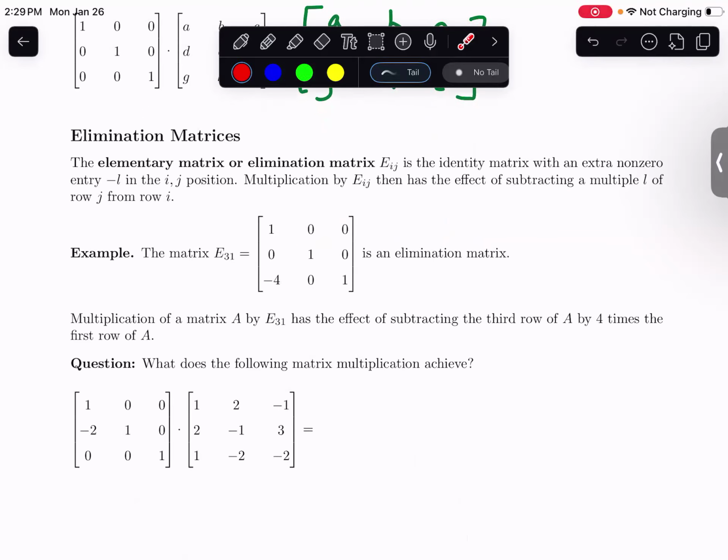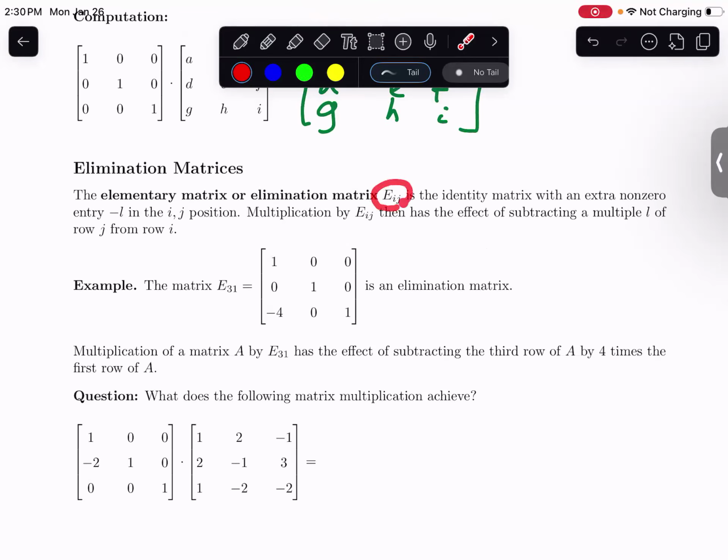And so now we're getting back on the thread. I was talking about elimination and how you can perform elimination via matrices rather than row reduction. So now we're going to introduce the idea of an elimination matrix. An elimination matrix is a particular sort of matrix, which is effectively just taking an identity matrix and adding one non-zero entry. The elementary matrix or elimination matrix, they denote the same thing, denoted by E sub ij, is the identity matrix with an extra non-zero entry given by minus L, some number, in the ij position.